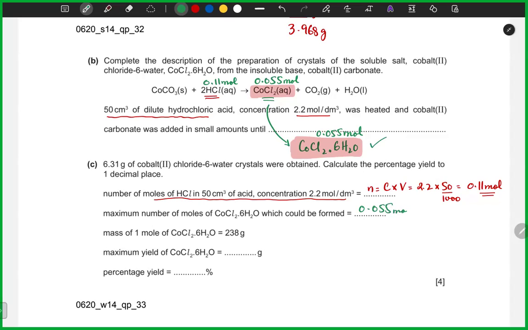moles maximum. And again, mass of 1 mole, that's the MR. The MR is given. So how do you find mass? Mass is moles multiplied by MR. We have the moles, 0.055, and I'm going to multiply it by the MR. That's 238. So let's find out: 0.055 multiplied by 238. The calculator gives me 13.09 grams.